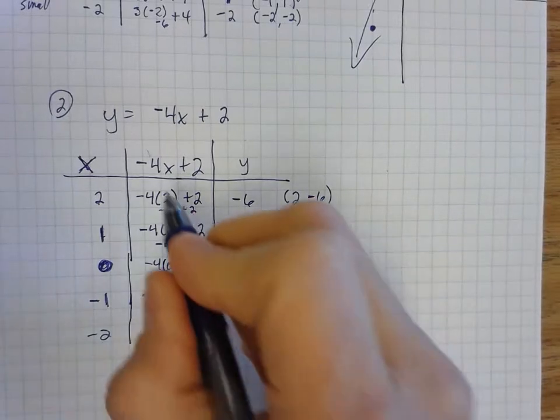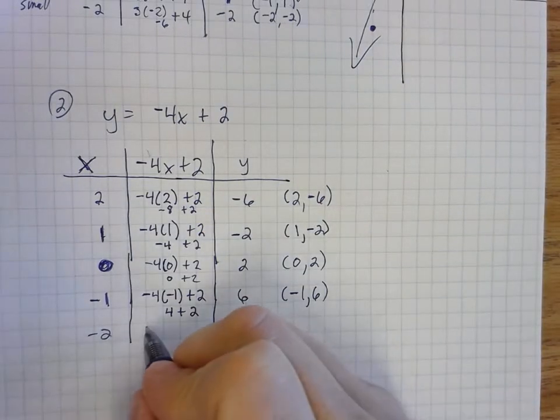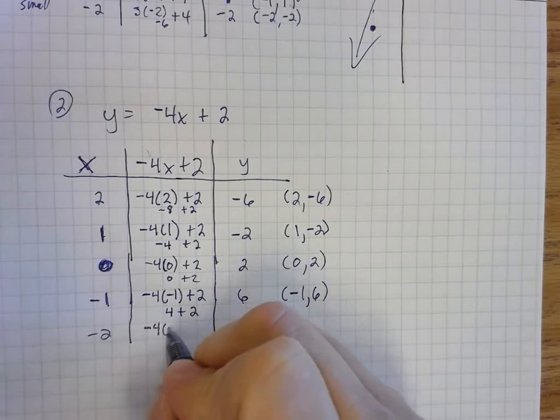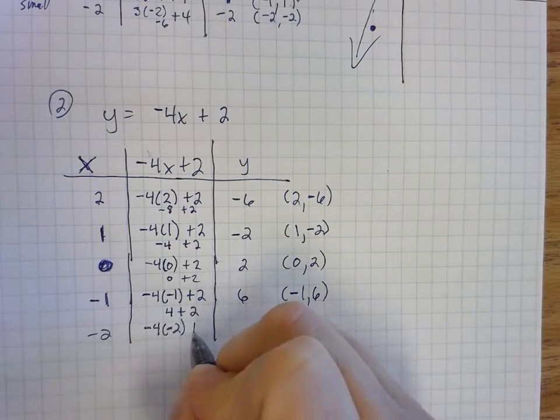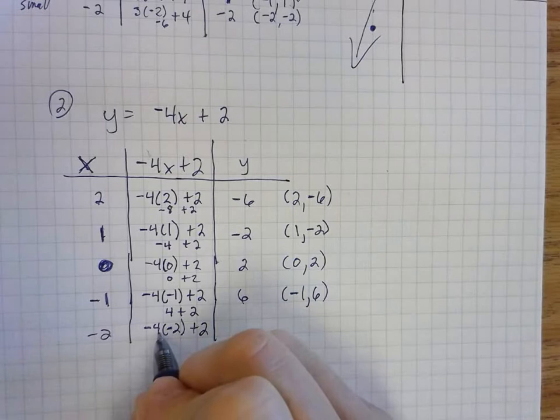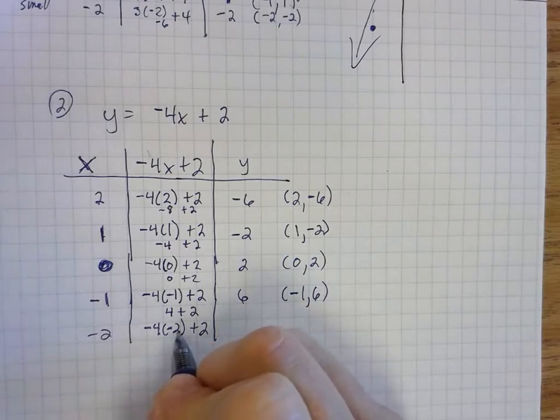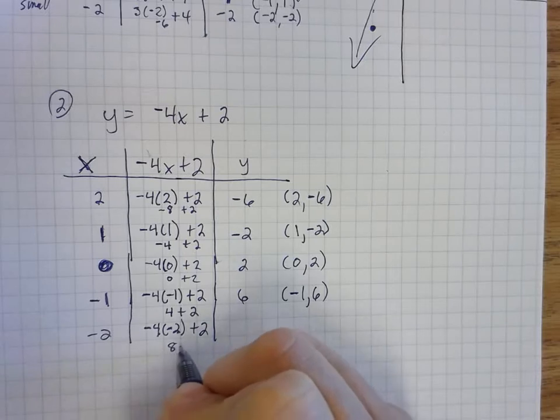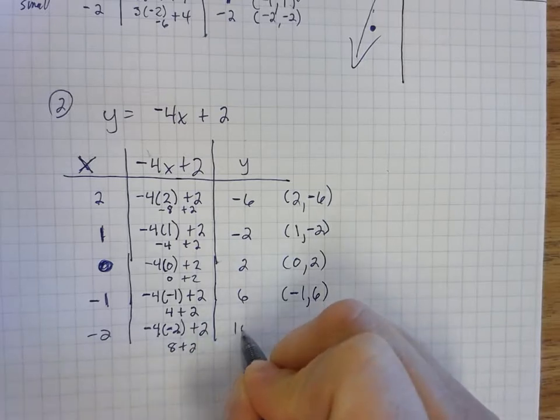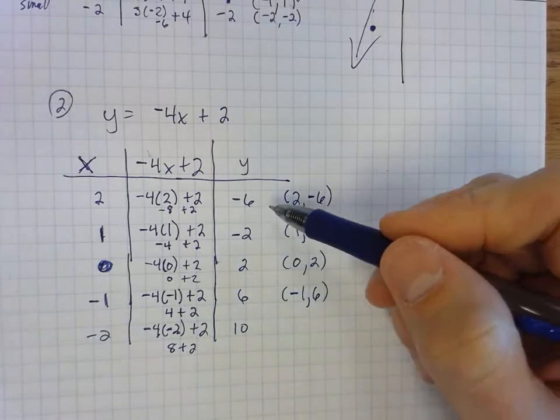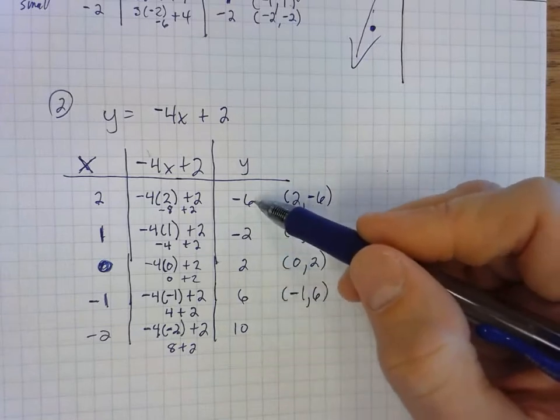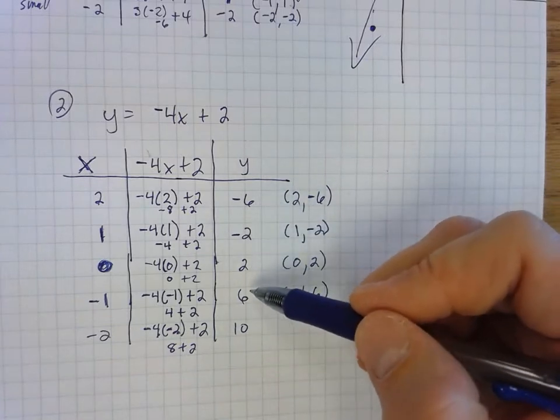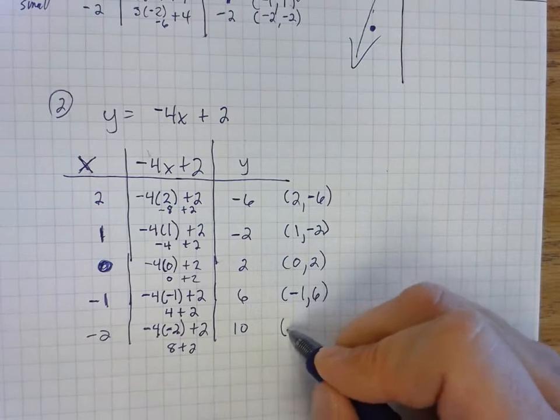And then my last one I'm going to put in there is negative 2. So negative 4 times negative 2 plus 2. So what's negative 4 times negative 2? Again, a negative times a negative is a positive. 4 times 2 is 8. And 8 plus 2 is 10. Hey, if you look there, you probably see a little pattern going, right? -6, -2, +2, 6, 10. You can see a little pattern working there.